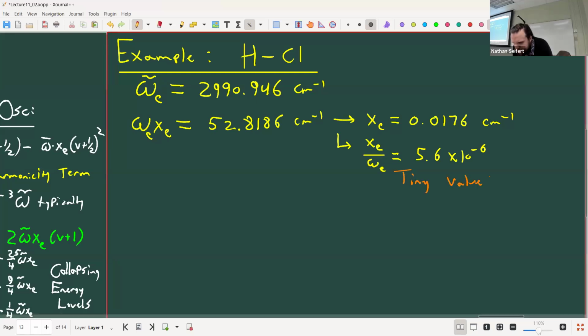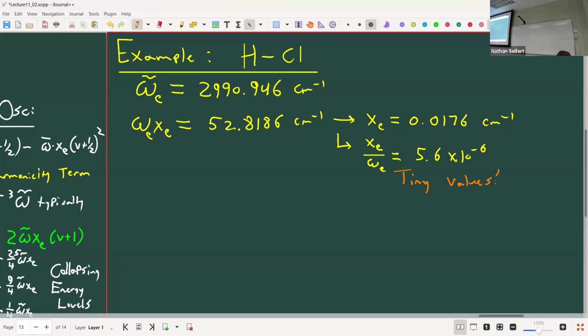We can look at other molecules, for instance. We can look at I2 later, and you'll see that these values are much bigger. I2 is in some sense a much floppier molecule. The covalency between two iodine atoms is not particularly strong, and so its X sub E is much larger comparatively.